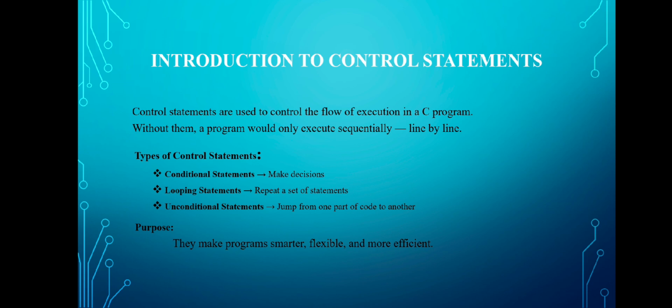Introduction to control statements. In C programming, control statements decide how the program should run. Without control statements, every program would simply execute line by line. There are three major types: conditional statements, used for making decisions; looping statements, used for repeating actions; and unconditional statements, used to jump from one part of the code to another. Control statements make programs smarter and more flexible.